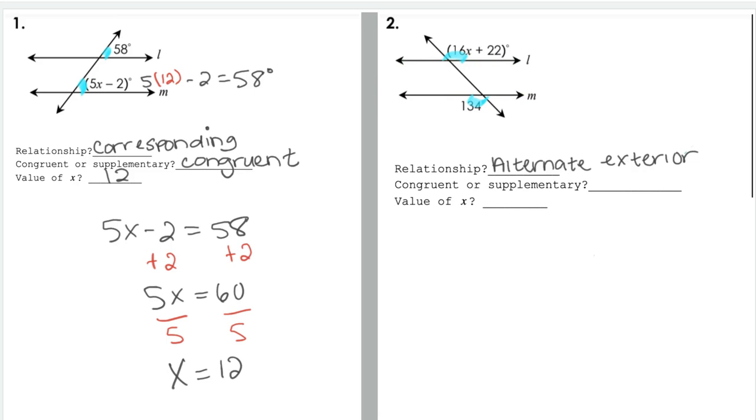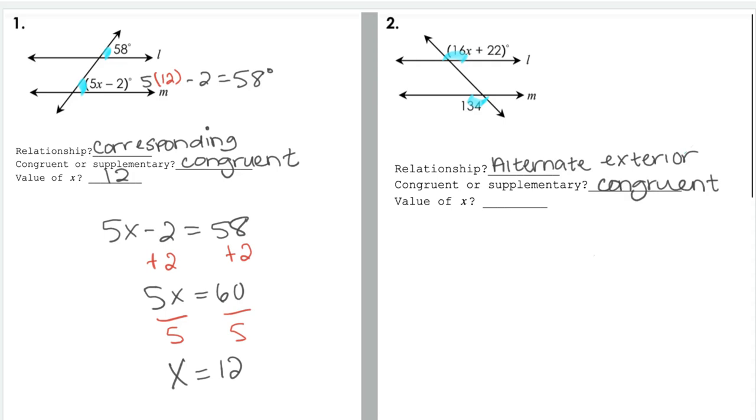All right, now I'm looking at whether they are congruent or supplementary. So I know that I already have 134 degrees, and I can tell that this is also an obtuse angle. It's bigger than 90 degrees. So there's no way that these could be supplementary because 134 plus 46 would give me 180. And there's no way that 16x plus 22 is equal to 46. So that means that these angles are congruent.